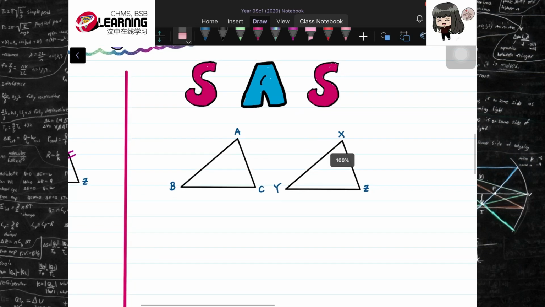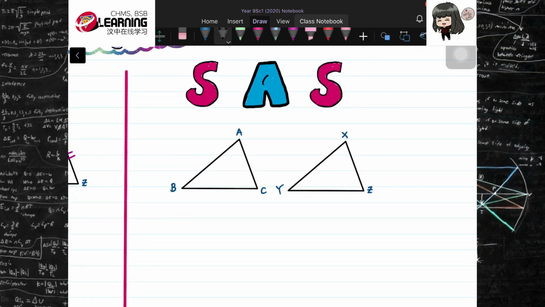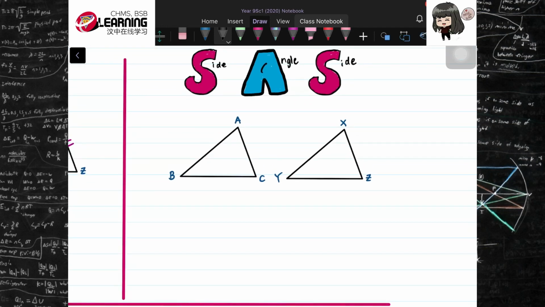The second one, SAS. What does it mean by SAS? SAS is the initial for side, angle, side. Okay, side, angle, side. So it means that if we are given corresponding side, corresponding angle, and another corresponding side, we are given all these 3, we can conclude that they are congruent. Okay, so let's say we are given the first side, and then we are given the corresponding angle, and we are given the second side here. We can conclude that these 2 triangles are congruent.